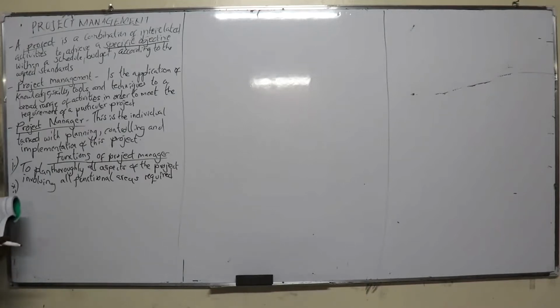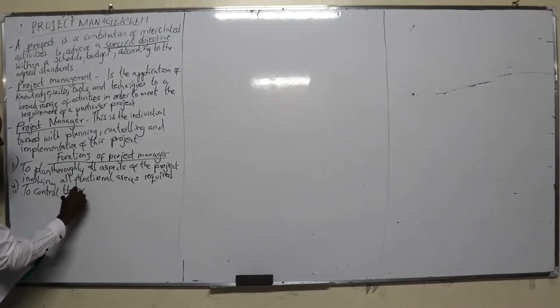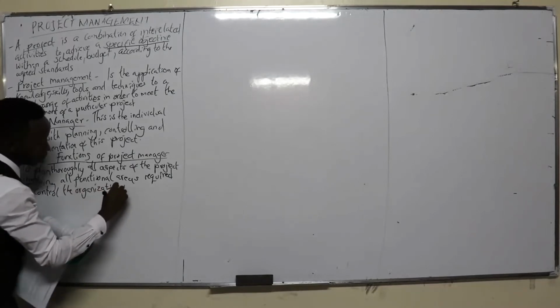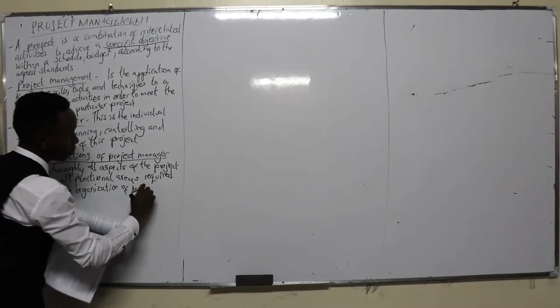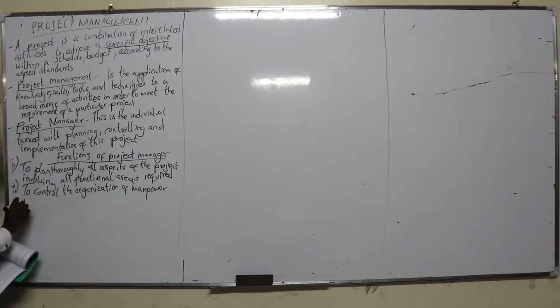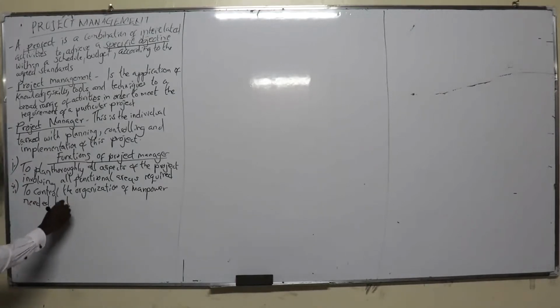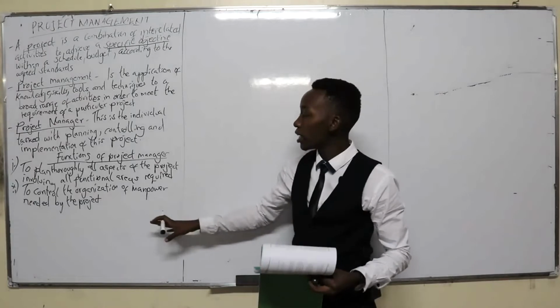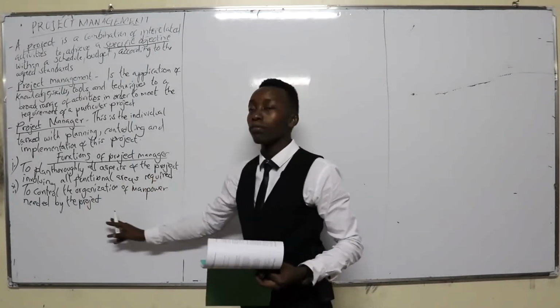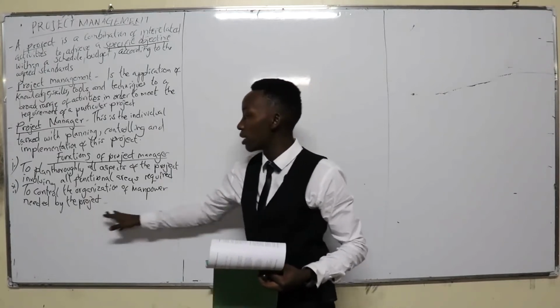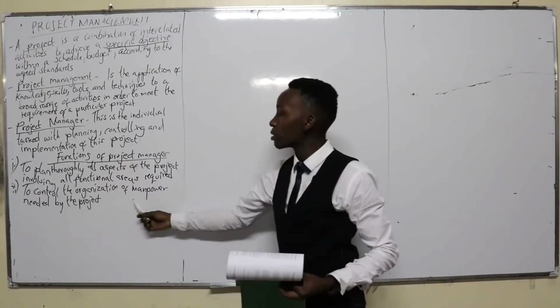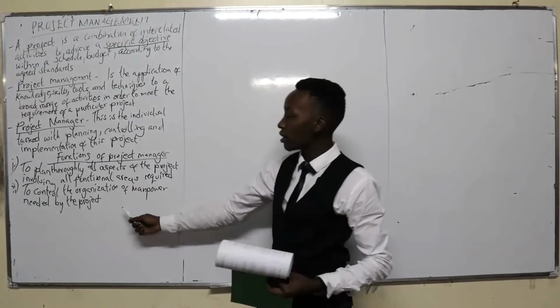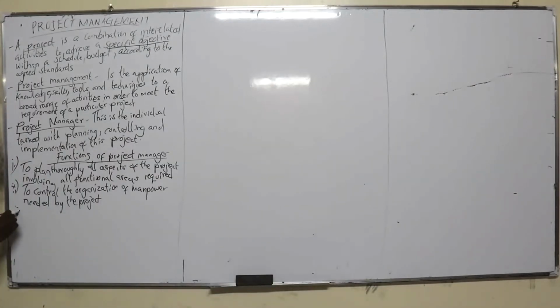Another one is to control the organization of manpower needed by the project. Remember, taking you back to the function of staffing, we said one of the elements of staffing is manpower planning, whereby you define the requirements of the staff that you need. So this project manager comes up with the requirements of this project in terms of the staff that he will utilize.